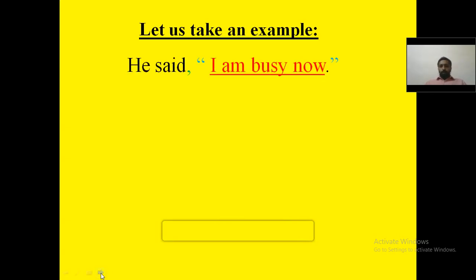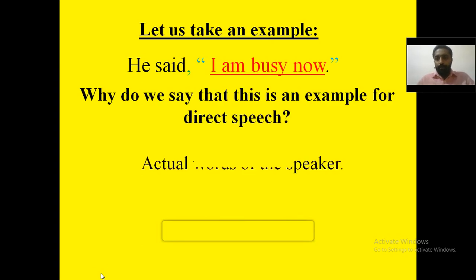Let's take an example now. He said, "I am busy now." And I have told you there are three features of direct speech. It must be the actual words of the speaker. "I am busy now." These are the actual words of the speaker.